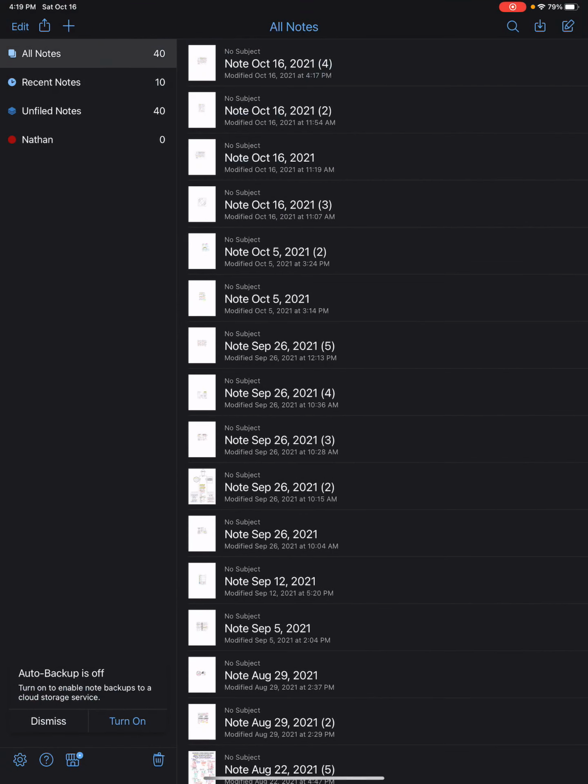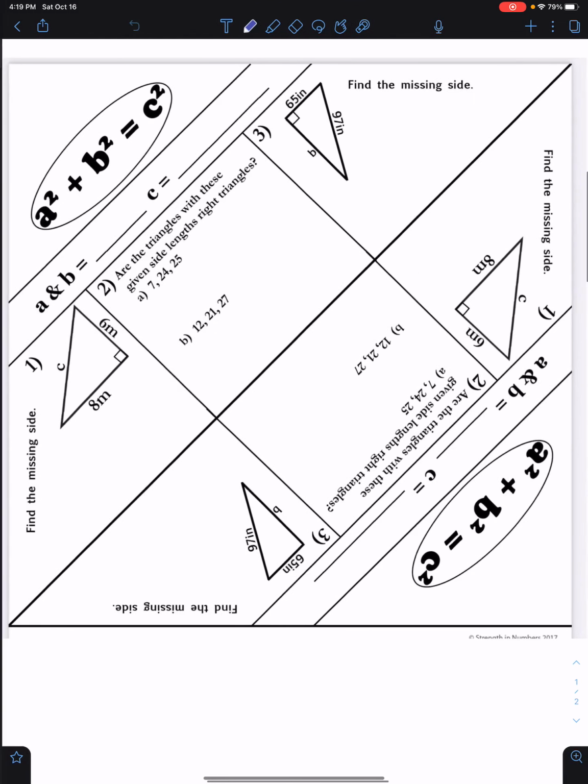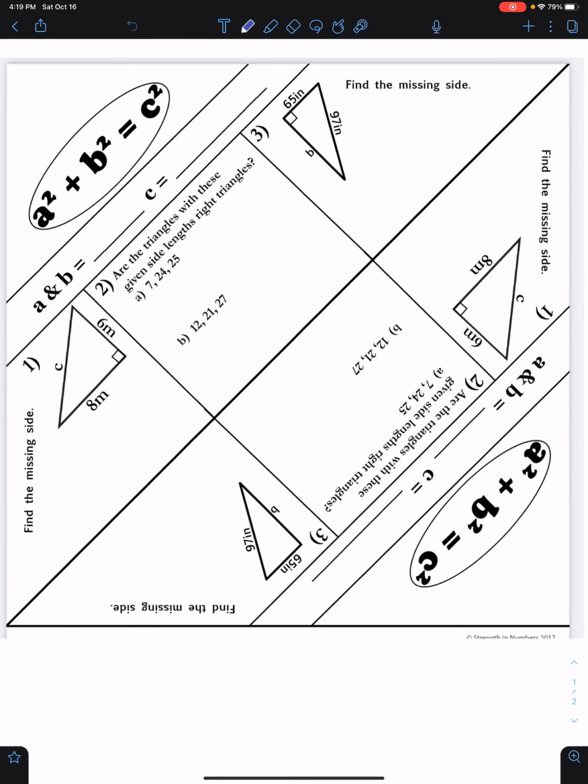Alrighty, today we're going to be talking about the Pythagorean theorem. The Pythagorean theorem states that a squared plus b squared equals c squared. This applies to only right triangles. In that formula, the a and the b are the legs of the right triangle.